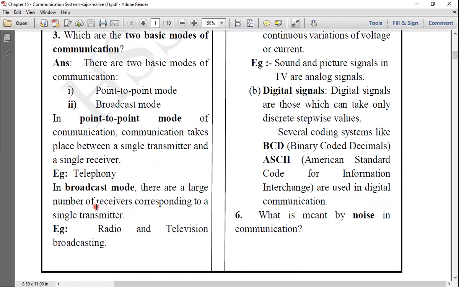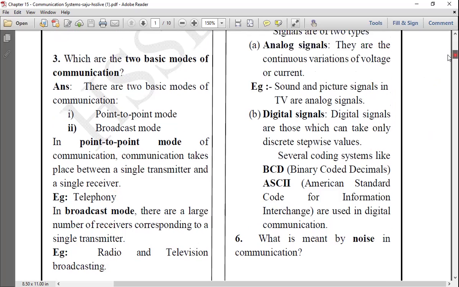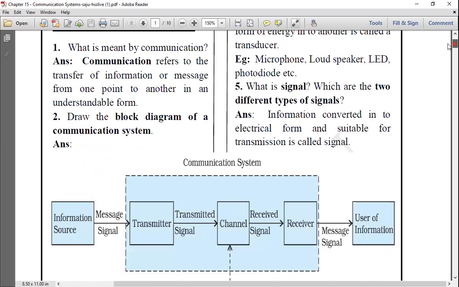means there are a large number of receivers corresponding to a single transmitter, radio and television broadcasting. One time they are broadcasting and then all users are listening. Whereas telephone is not like that. It is point to point mode, and broadcast mode means radio or television programs. Understood? Clear? Next one.